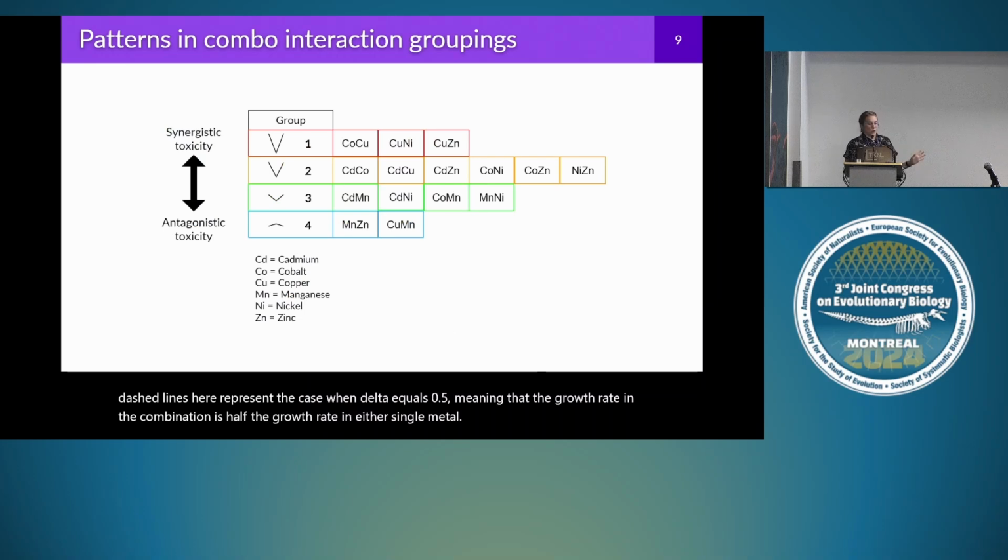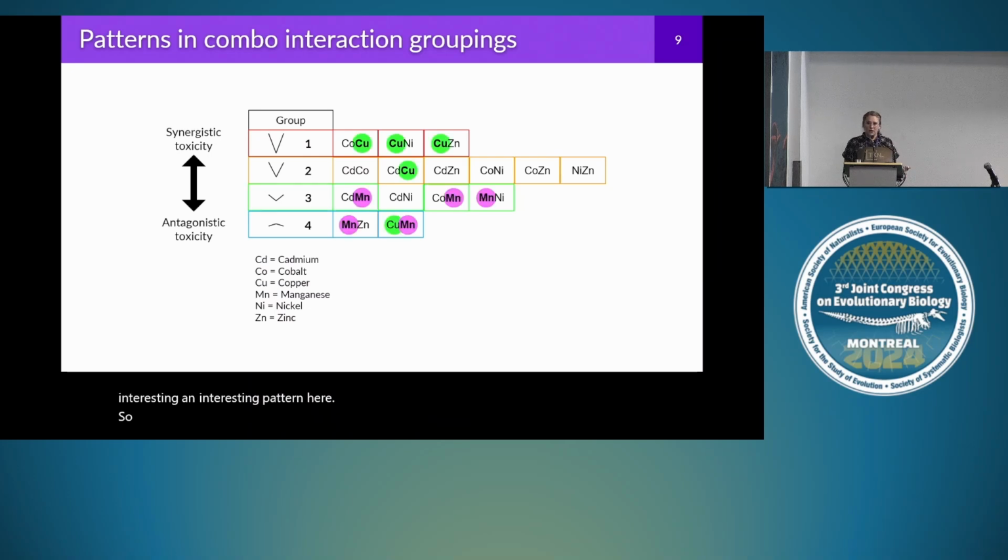So here's the breakdown of the combinations in each group, and I want to point out an interesting pattern here. So all of the combinations in group 1 have copper, and almost all the combinations in groups 3 and 4 have manganese. And I'm going to propose some mechanisms that I found in the literature that might explain this.